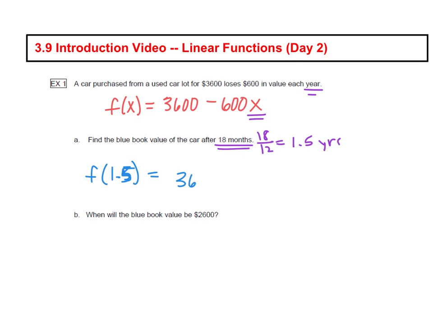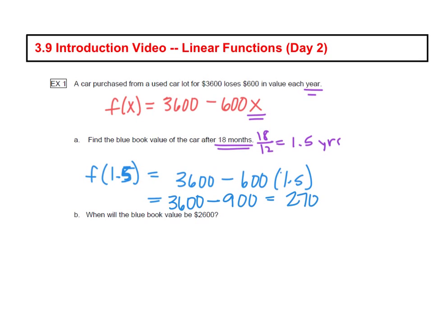We're just plugging in 1.5 for x. So that's 3,600 minus 600 times 1.5. That gives us 3,600 minus 900, which is 2,700. So find the Blue Book value of the car after 18 months. The value is going to be $2,700 because it's lost $600 every year.